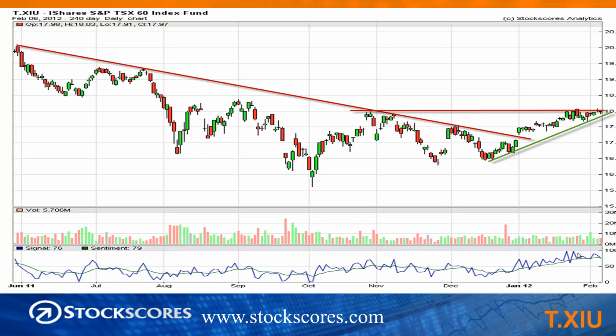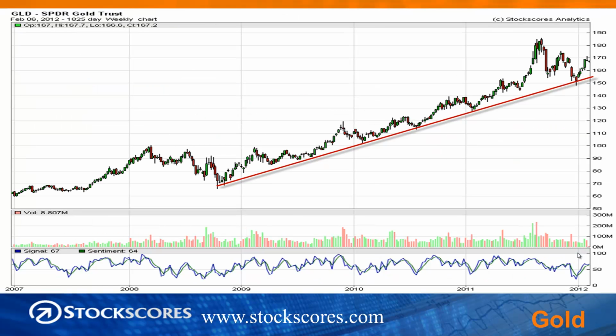TSX is a similar chart, but certainly not as strong as the S&P 500, but it too is bumping up against resistance. And until we get a solid break through that red line, I'm going to say that we're probably going to grind our way sideways. Something to keep in mind is that February is normally a negative month for the stock market, and we may see some profit taking in stocks in general in the next few weeks, although I'm still confident that the long-term bull market is in its early stages.